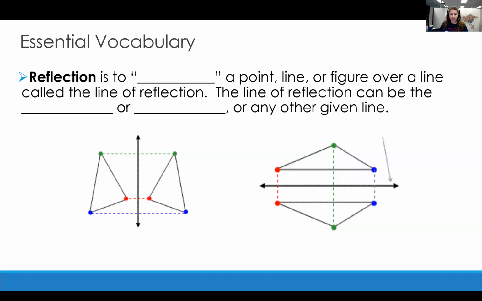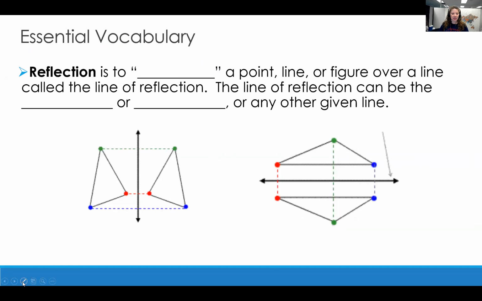I do want to talk to you specifically about reflections and rotations. So last week we talked about translations.